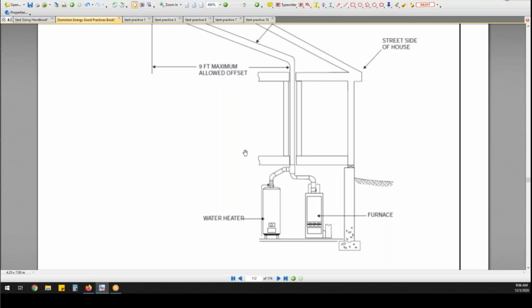I have a question, Wade. Yep, shoot. Those T's and those connectors that come off of the main appliance, do those all got to be B vent?